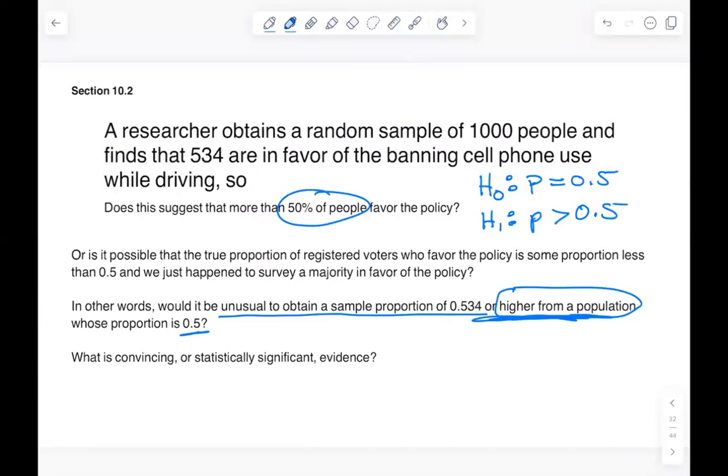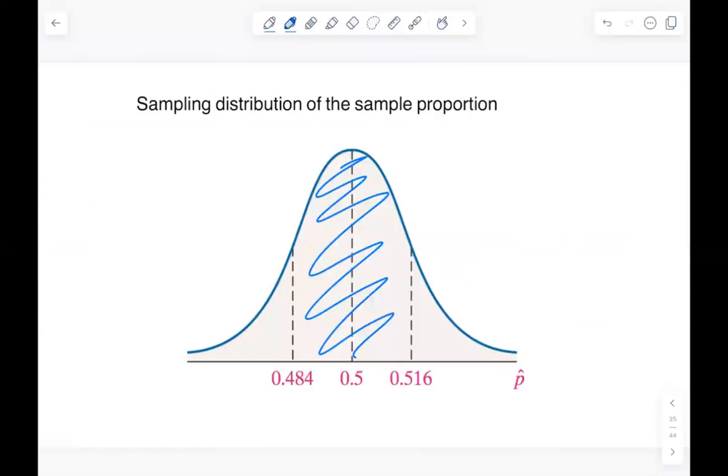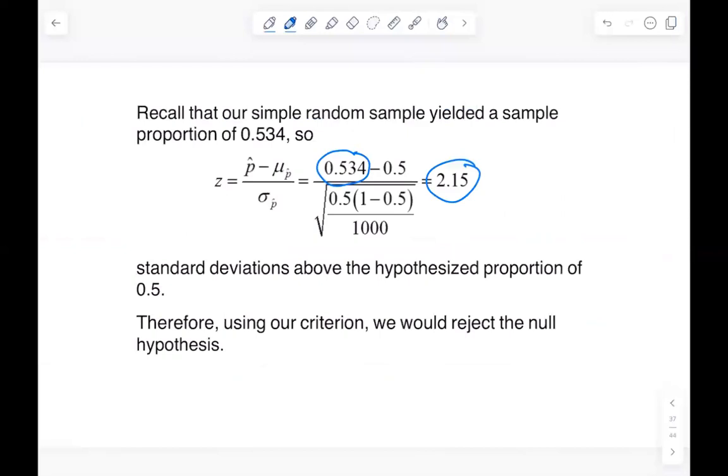So I had sufficient evidence to show that the population proportion was not 50%, that it was probably higher. Therefore, we can reject the null hypothesis. Because I landed out here, we can say that we can reject the null hypothesis. My Z-score is in that upper area. So we rejected the null hypothesis.